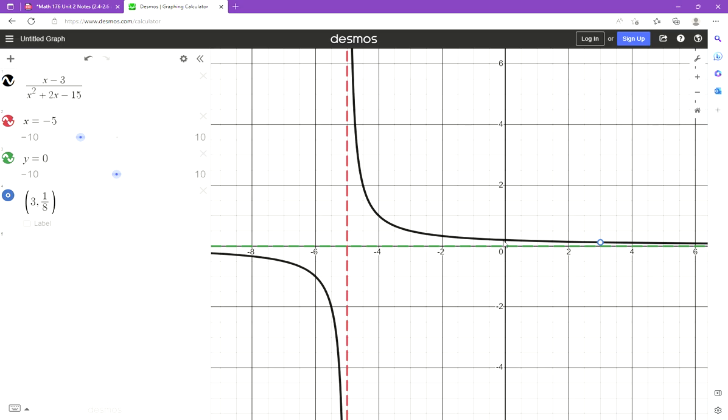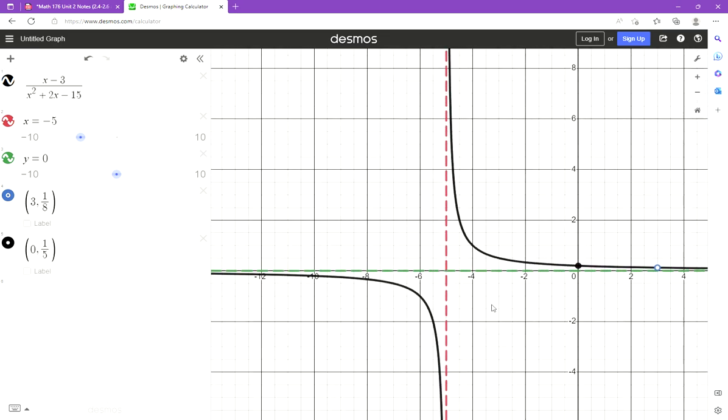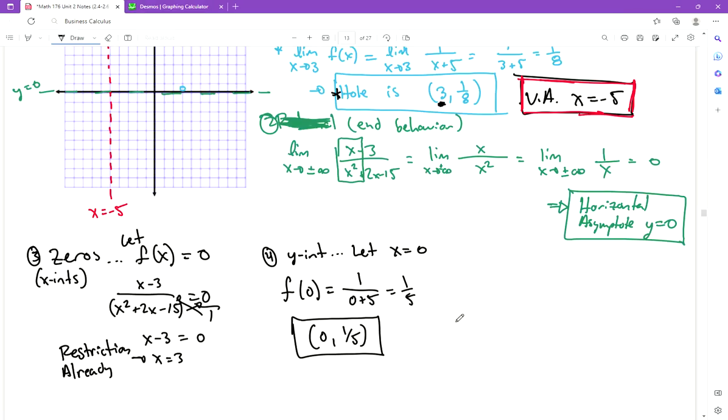Let's see, is that a match on this? Yeah, 0 and 1/5. So 0 and 0.2 is the same thing as 0 and 1/5. So there's the y-intercept. I'm just marking it with my point, 0 and 0.2, which is the same thing. So we got our y-intercept there too. So we're just ticking away.